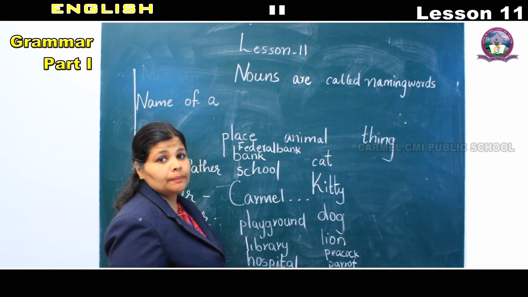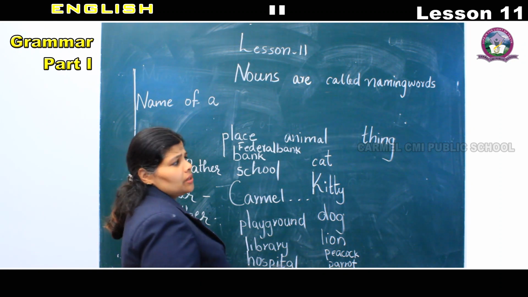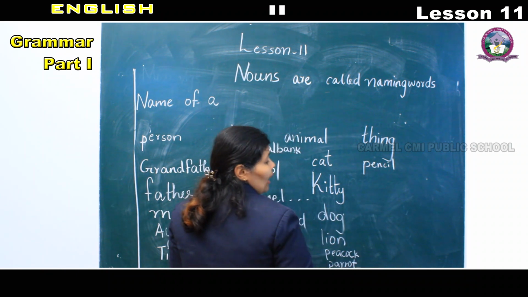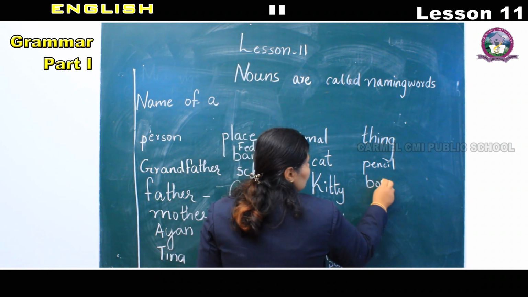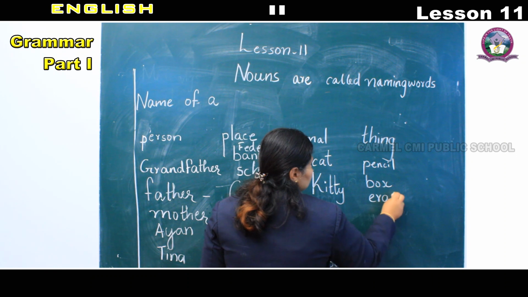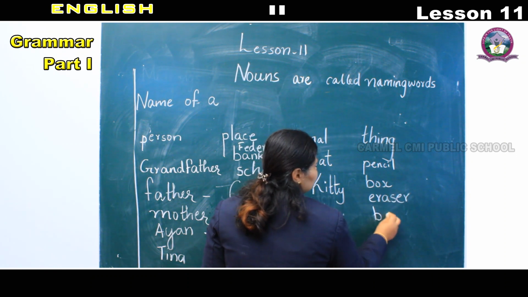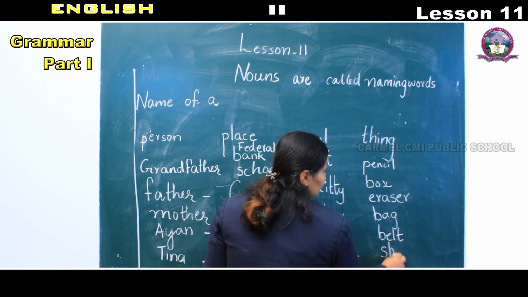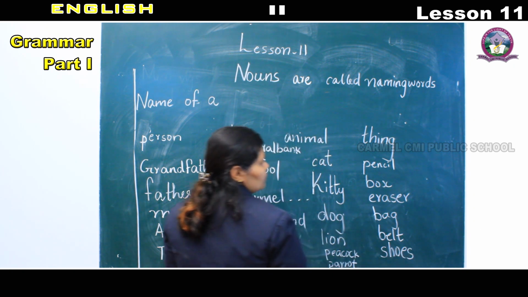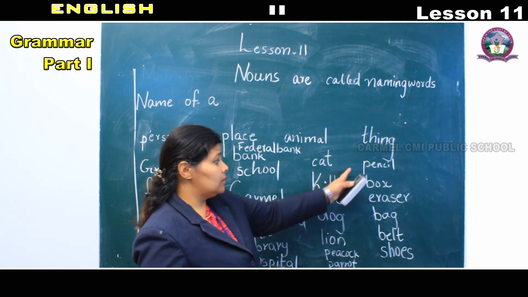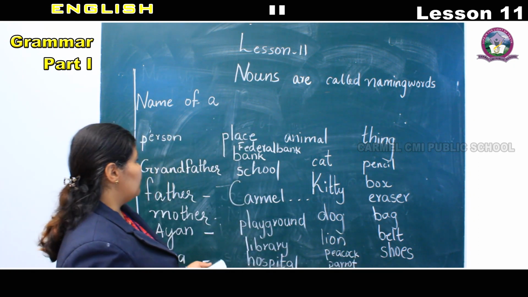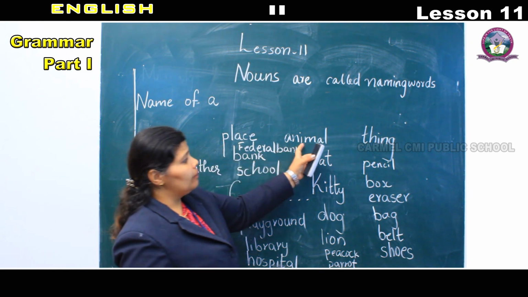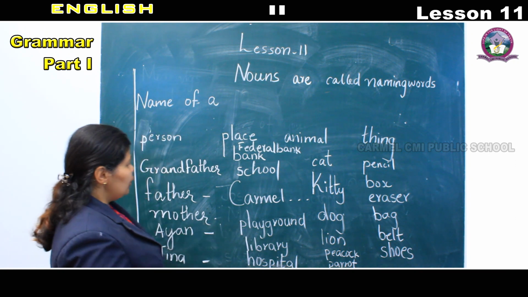Now, about things. What are the things that you use? You use a pencil to write, isn't it? You have a pencil box, isn't it? Eraser, bag, belt, shoes, isn't it? All these are things. Now, we came across some persons, place, animal, thing.